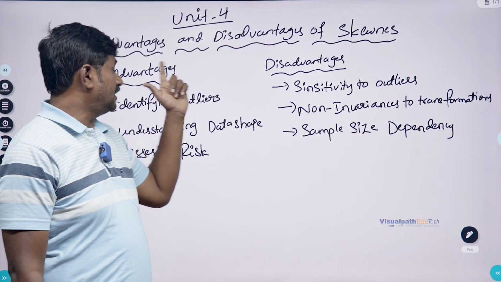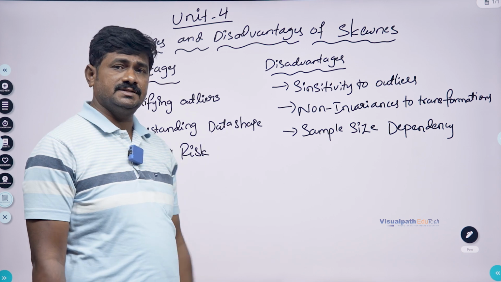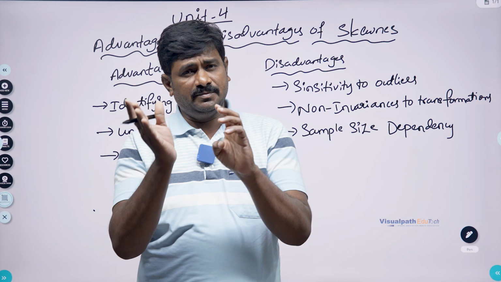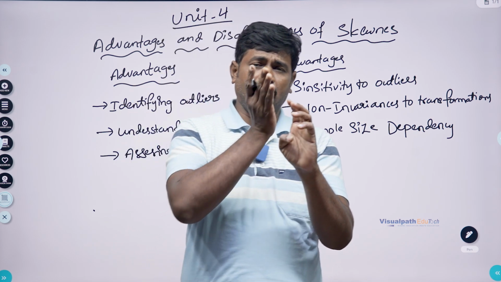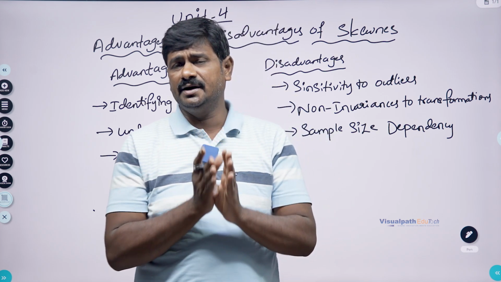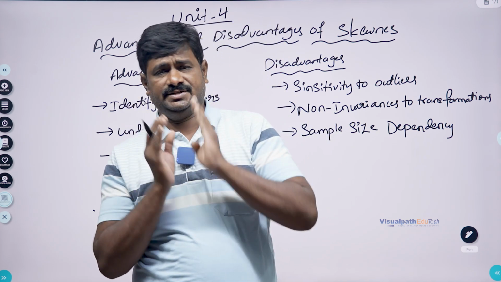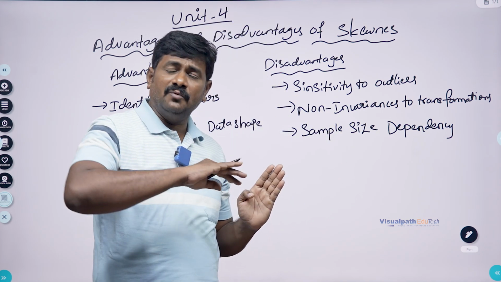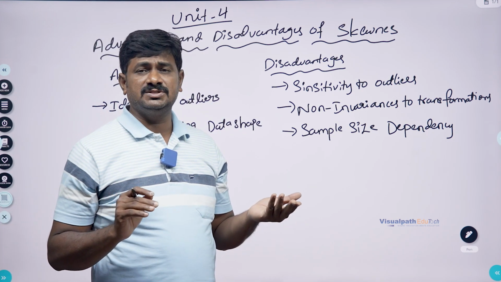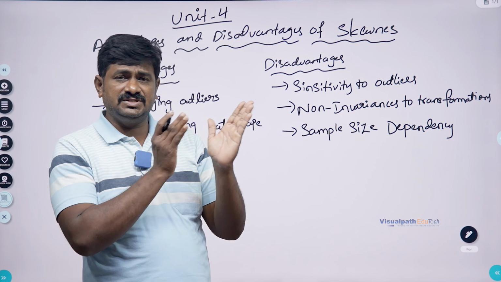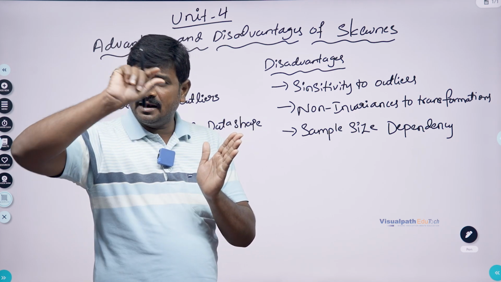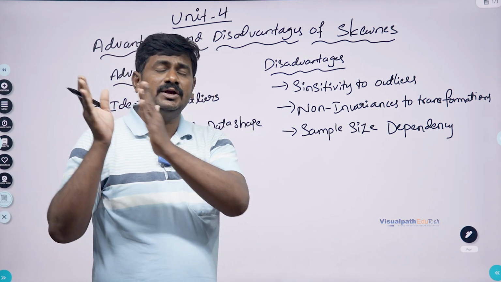Next, advantages and disadvantages of skewness. Here we already know how we can measure skewness: Kelly's measure, Bowley's measure, etc., the measures we discussed under skewness. Skewness is nothing but how the data varies from the mean. Is it forming a normal distribution or not? If it is not forming a normal distribution, how is it skewed, either positively skewed or negatively skewed? How the frequency is going to be distributed is nothing but the skewness.